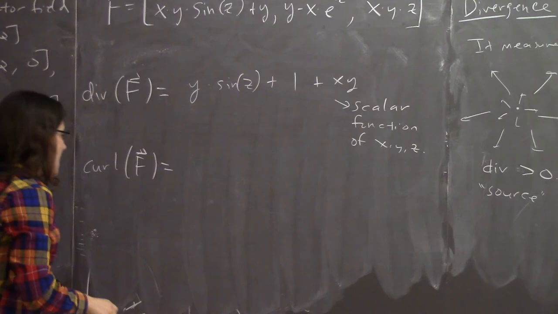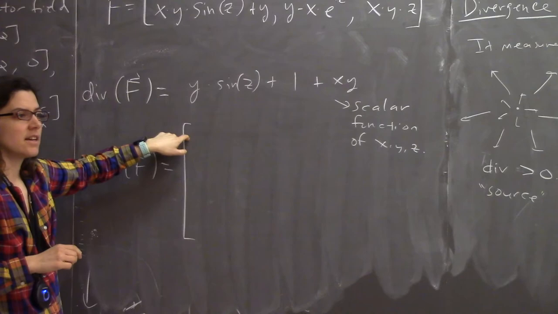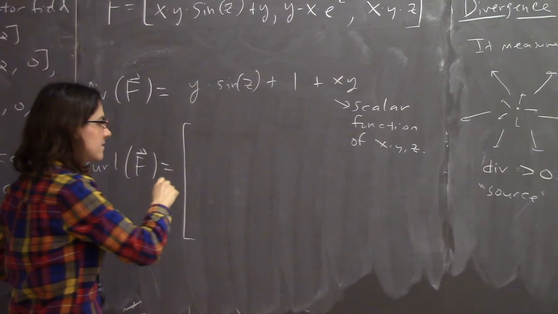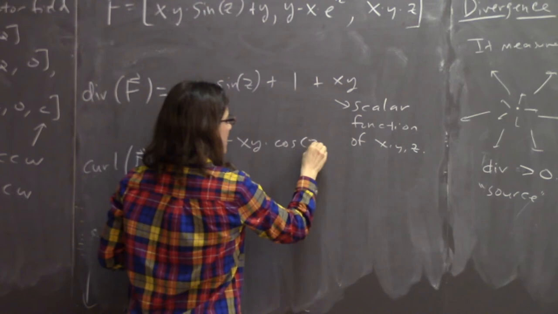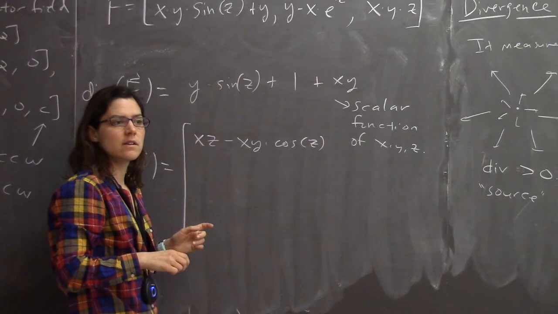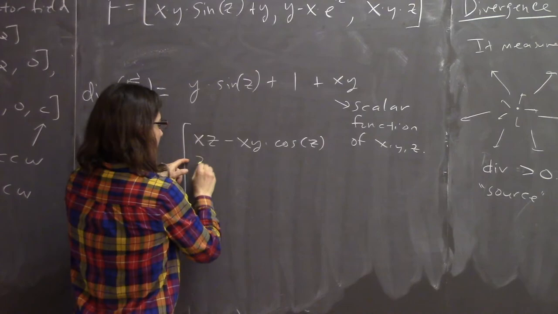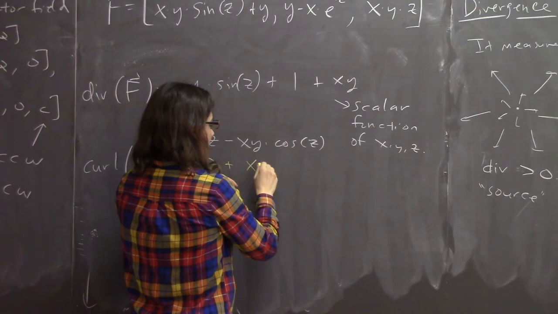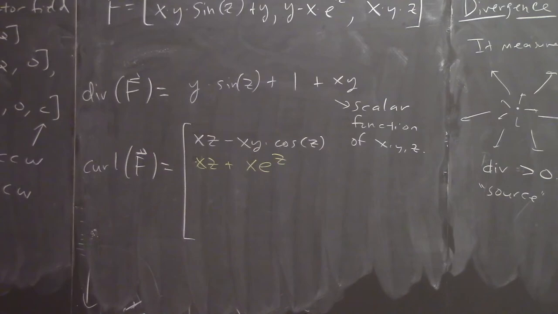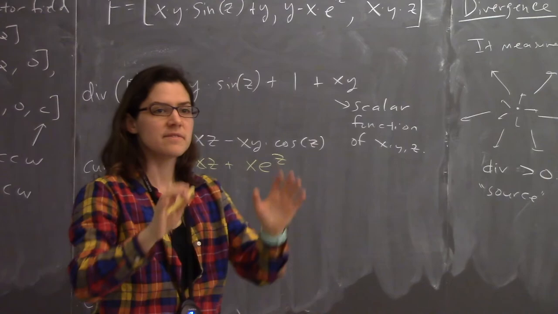Okay, and I know the curl, there's a lot to do. Did anyone get the first component? Yeah, Daniel? Xz minus xy cosine z. Is that right? Other people get that? No? Competing solution? Someone else? Yeah, x e to the z? Gosh, I guess we'll have to figure out. No? That one's right. I did it wrong. That one's right? Okay. Thanks for volunteering. Good job.